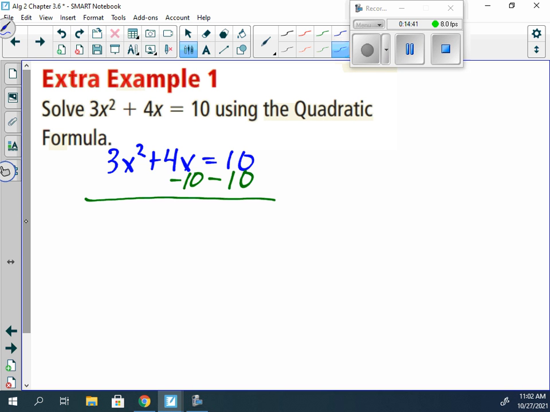Completing the square is going to be the only one really out of this. Completing the square and the square root method are where we don't want the equation equal to 0. Here, we want this thing equal to 0.